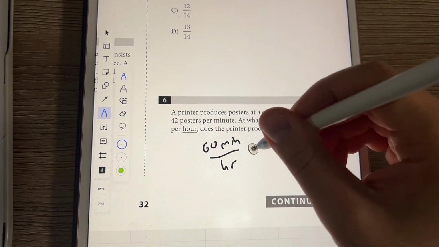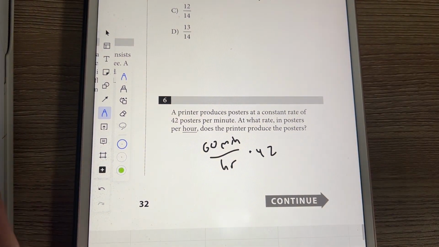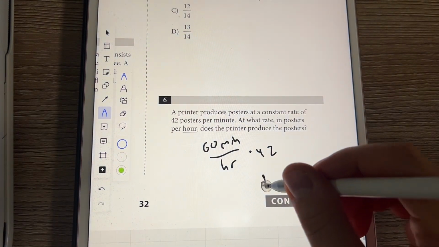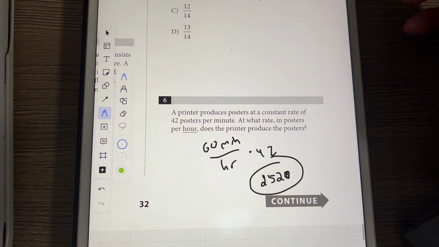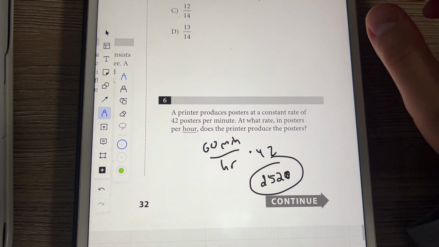So I'm going to multiply 60 by 42 to get the number of posters we make in an hour. 60 times 42 is 2,520. We create this many posters per hour at the printer.